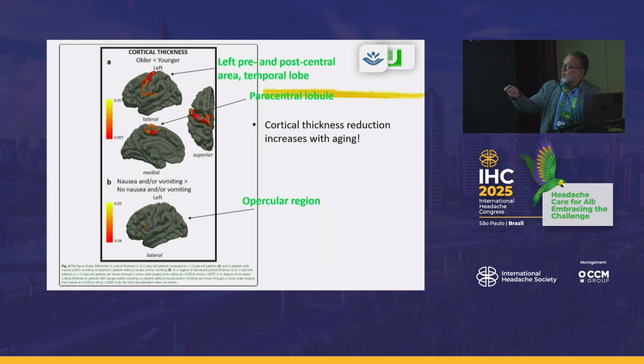As for cortical thickness, we found a reduction of cortical thickness in the older than in younger patients. We are speaking of 18 years patients. In the left primary somatomotor area and in the temporal lobe and in the paracentral lobule. This is interesting because the fact that the cortical thickness is reduced in older adolescents as compared to younger children possibly means that this parameter is strictly linked to migraine pathophysiological mechanisms.